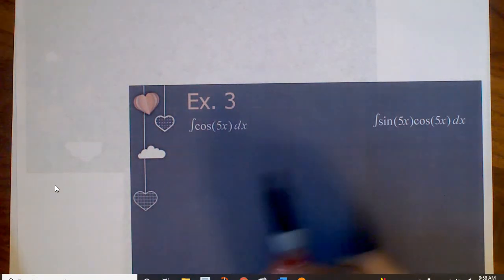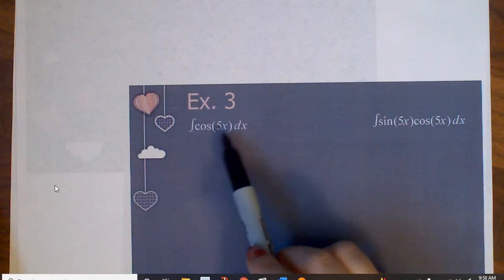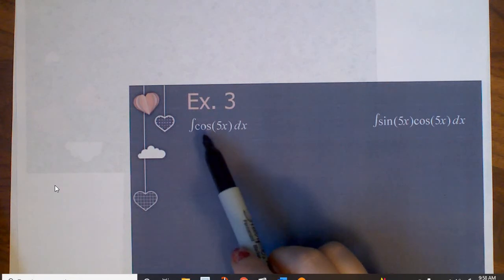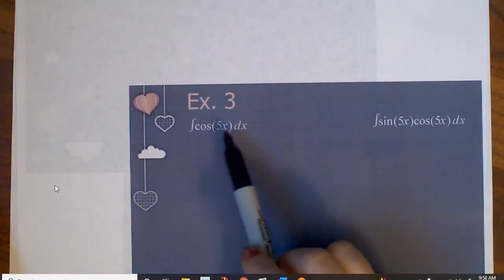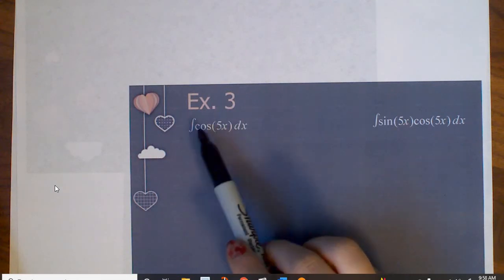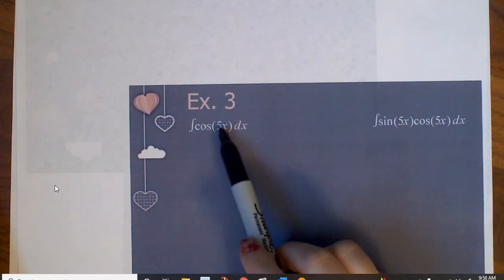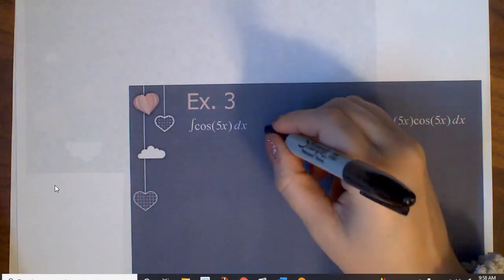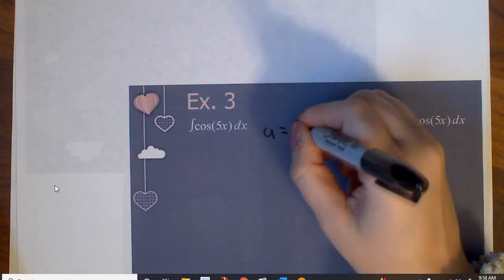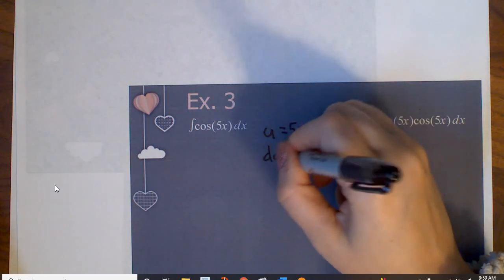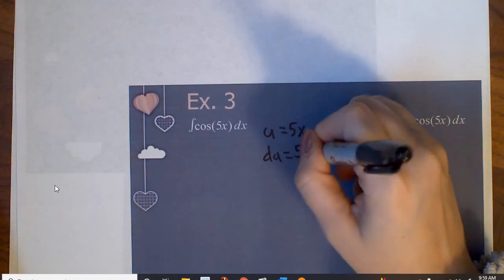On my first one, we have the integral of cosine of 5x dx. So notice that I only have one trig function, and inside of that trig function, I have a 5x. So again, in this case, my outside function is going to be my cosine. My inside function or expression is going to be 5x. So for this one, we're going to allow u to be 5x, which means that du is going to be 5 dx.